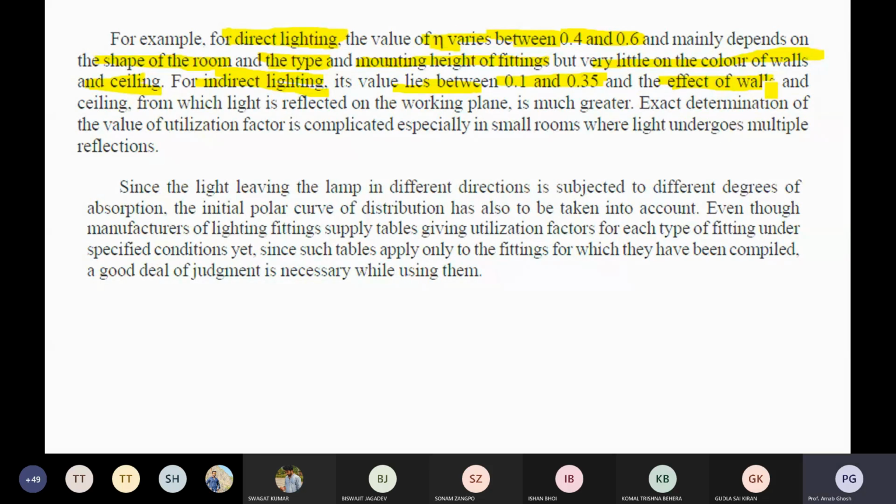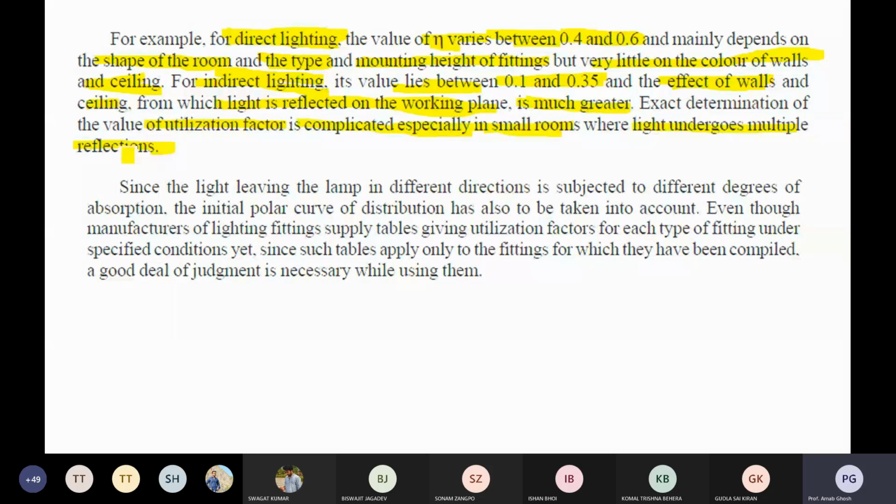Exact determination of the utilization factor is complicated, especially in a small room, where the light undergoes multiple reflections. There will be concentrators and reflectors, focused to provide good lighting to the system. So it is quite difficult to measure in a small room. Overall it is simple to understand, so generalized values are given: 0.4 to 0.6 for direct lighting, and 0.1 to 0.35 for indirect lighting.